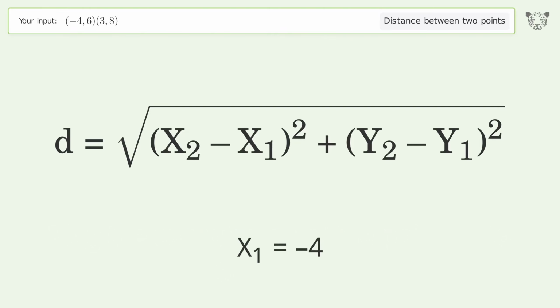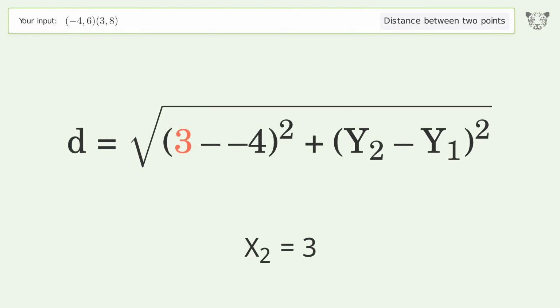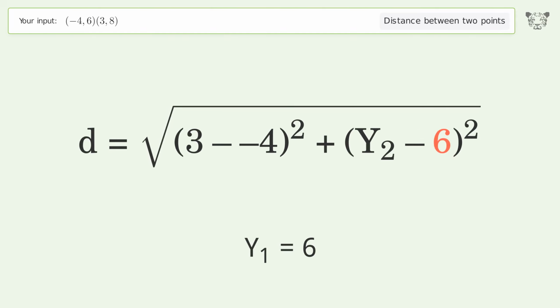x1 equals -4. x2 equals 3. y1 equals 6. y2 equals 8.